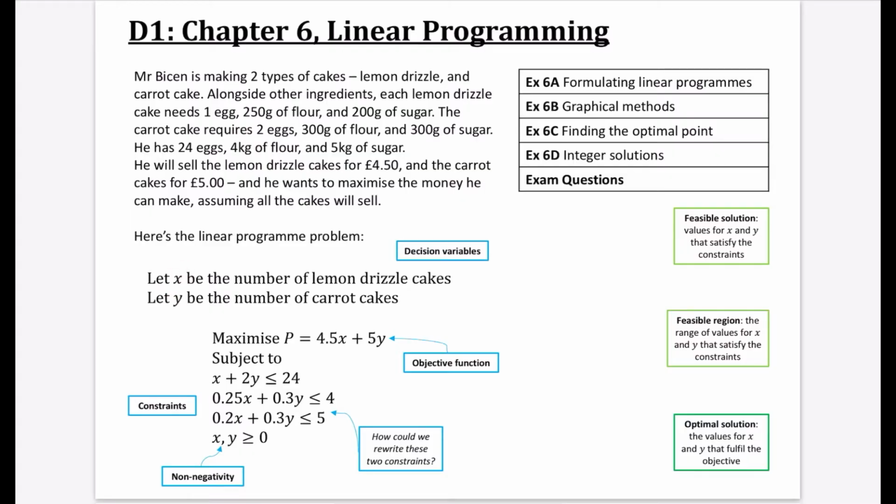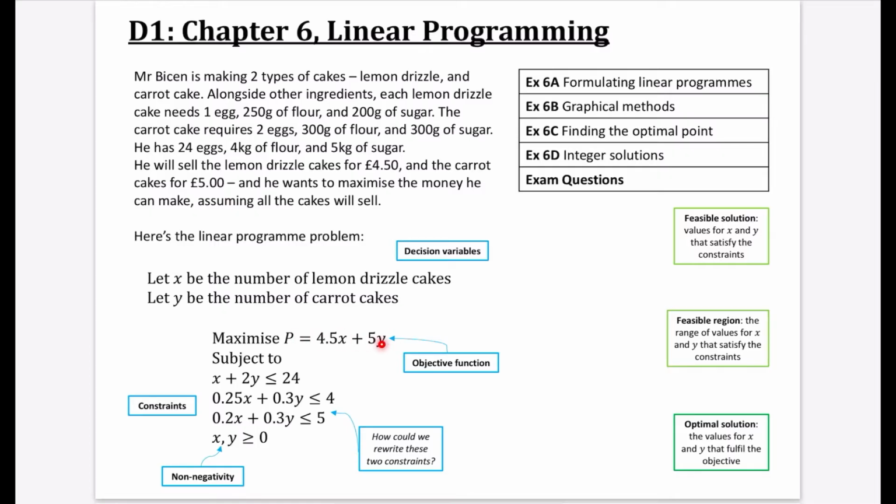And then what we're going to try and do here is maximize something called our objective function. The function that we're trying to maximize here is P = 4.5x + 5y. Now I'm hoping you're thinking, oh, I can see where this has come from. P here is going to be referring to the profit. I want to maximize my profit. And the number of lemon drizzle cakes would get multiplied by 4.5 because that's the price of the lemon drizzle, and the number of carrot cakes would get multiplied by 5 because that's the price that has been set for a carrot cake.